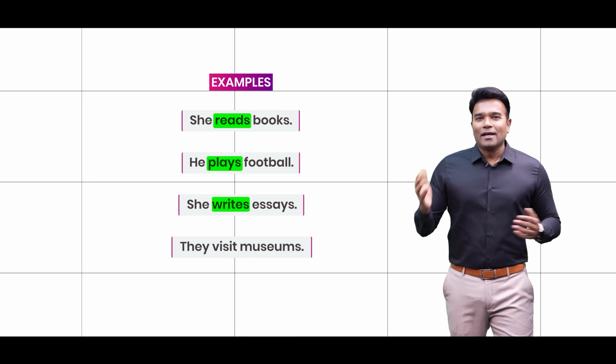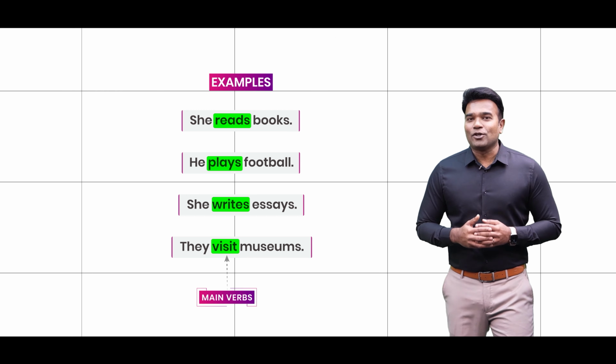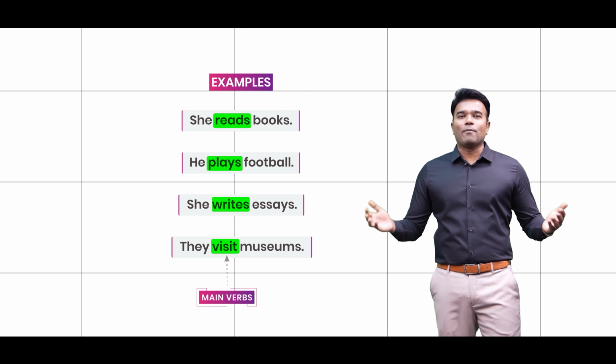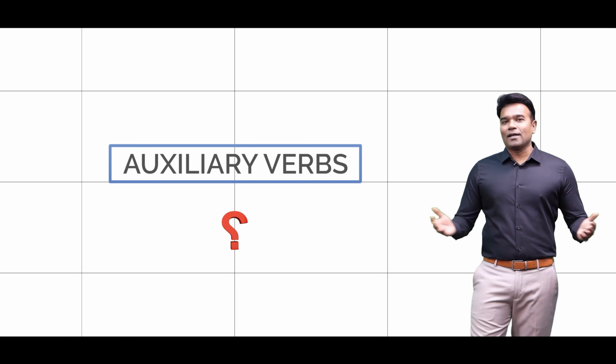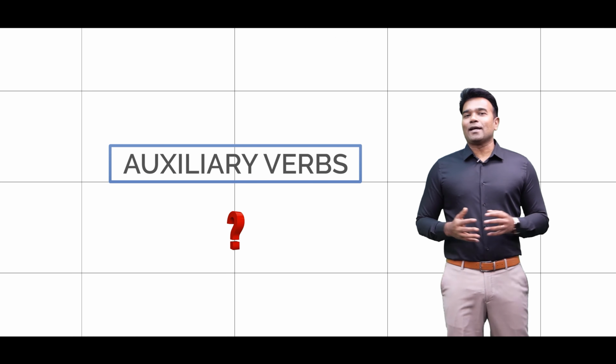All said and done, I am sure that through these examples you have been able to clearly understand what the main verbs are, and I am sure that you have a doubt at the back of your mind as to what the auxiliary verbs are. Well, let me proceed and tell you now what the auxiliary verbs are.